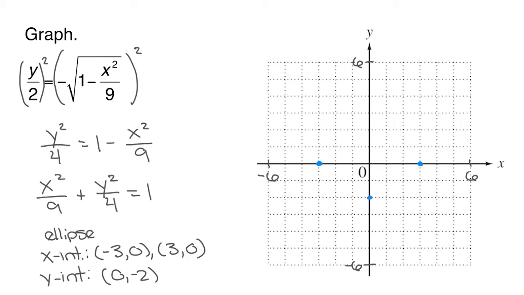So we move down 2 units from the origin. Remember that we're drawing the lower half of this ellipse, and we connect our intercepts with a smooth curve to draw that half of the ellipse.